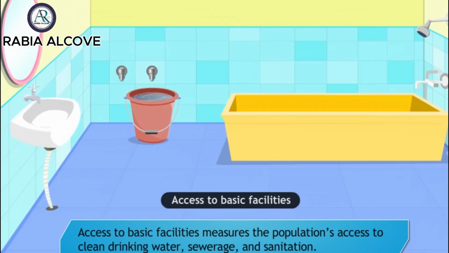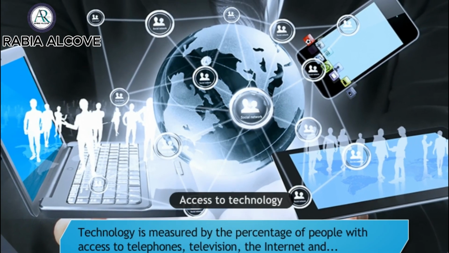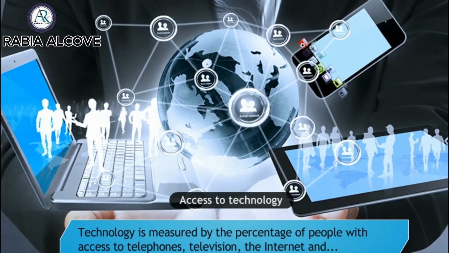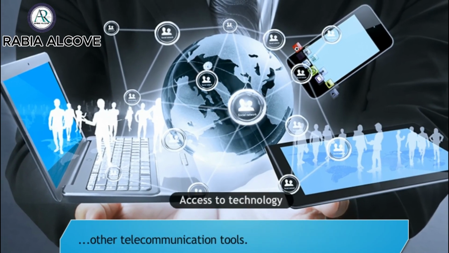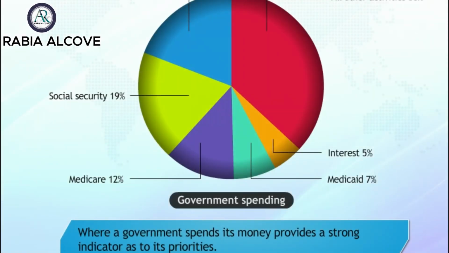Technology is measured by the percentage of people with access to telephones, television, the internet, and other telecommunication tools. Where a government spends its money provides a strong indicator, as do its priorities. For example, a government that spends a higher percentage of its money on improving health and education services and encouraging business growth would be considered more serious about improving their country's rate of development than a government that spends a higher percentage of funds on defense and security services.